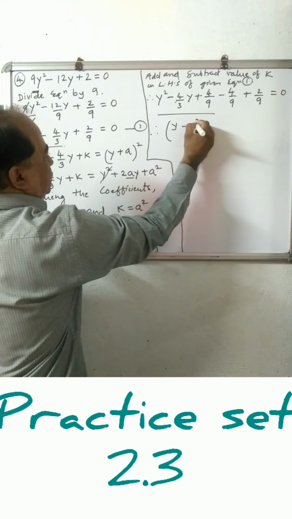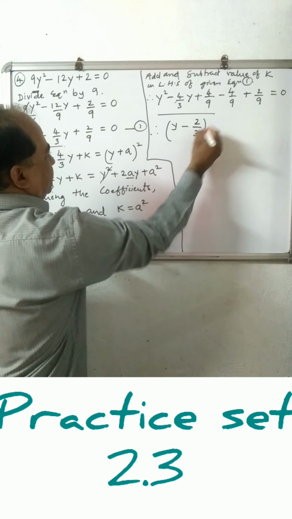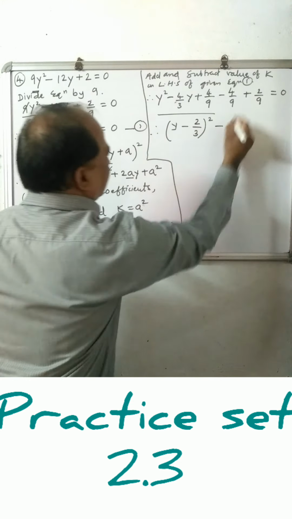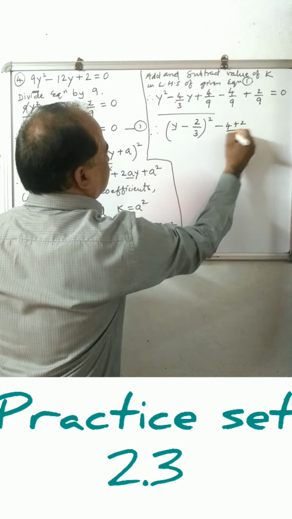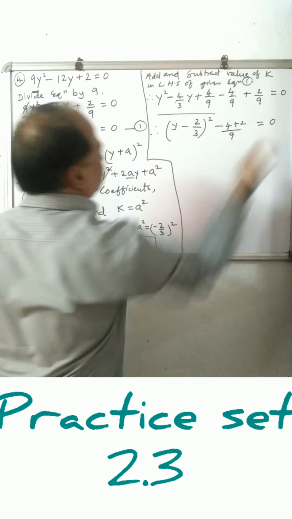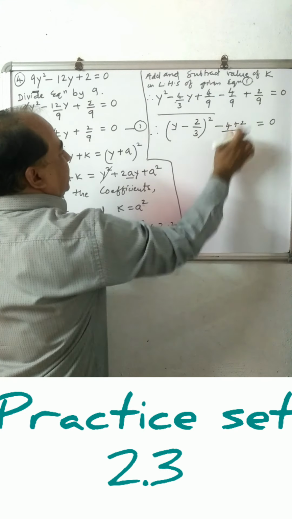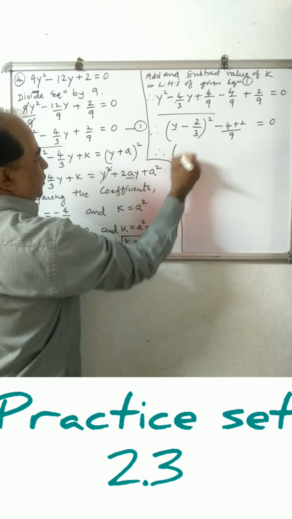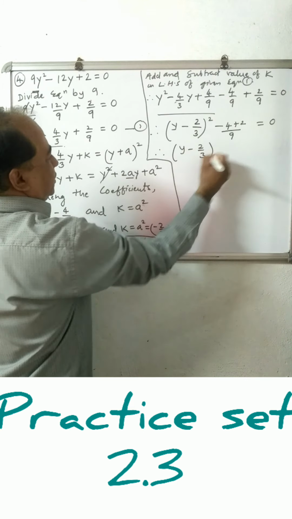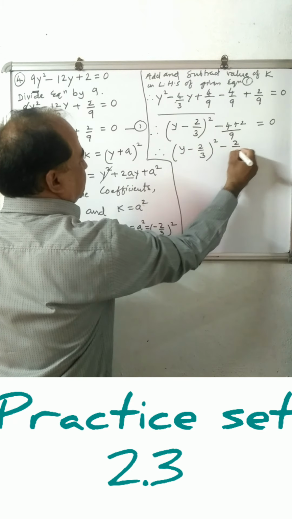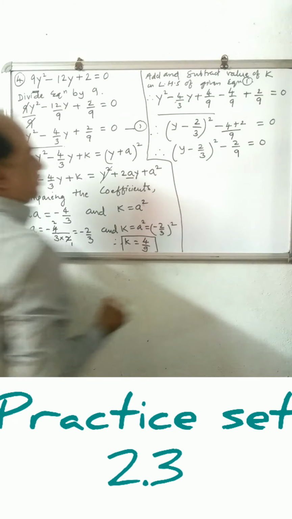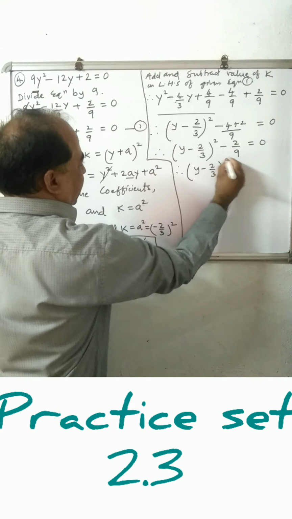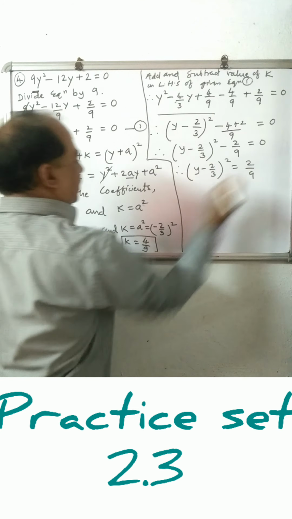And here square root of 4 is 2 and square root of 9 is 3, bracket square. Denominator is same. So minus 4 plus 2 upon 9 is equal to 0. Therefore, (y minus 2 upon 3) bracket square minus 2 upon 9 is equal to 0. Therefore, (y minus 2 upon 3) bracket square is equal to 2 upon 9.